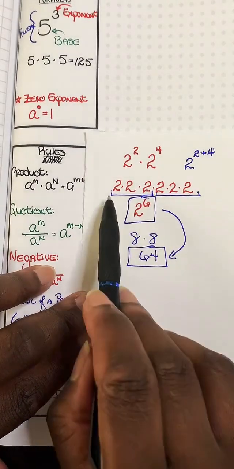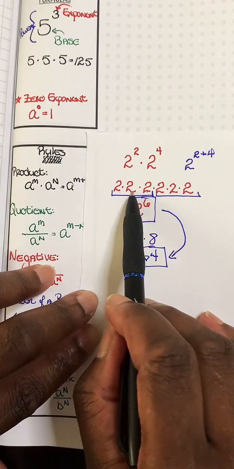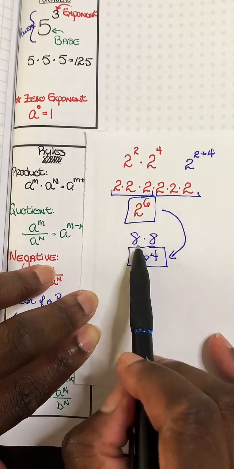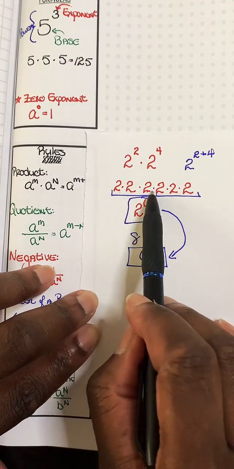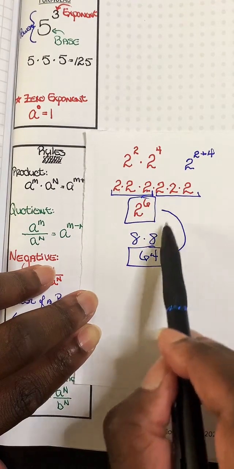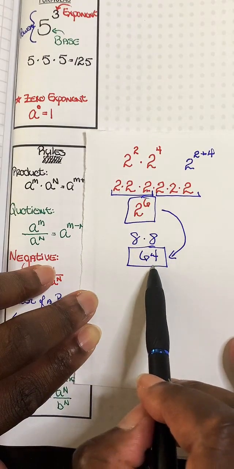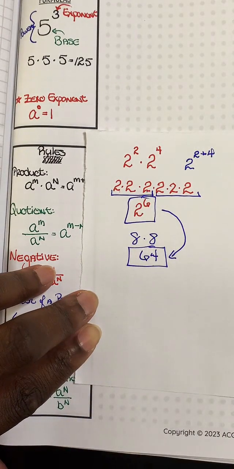And the way I do it, I like to group it. Okay, because I know 2 times 2 will give me 4, and 4 times 2 will give me 8. So why not group these first 3 to give me the 8, and then group the last 3 to give me the 8, and then multiply 8 times 8, which gives me 64.